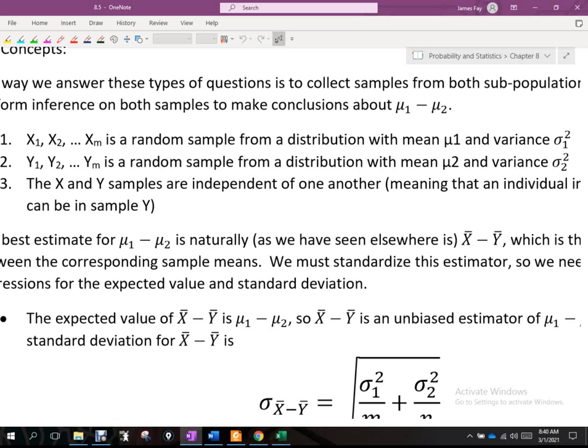The third one says that x and y samples are independent of one another, meaning that an individual out of sample x cannot be in sample y. If we're looking at how well this class is doing, if you're in this class, you cannot be in 7th period. Does it make sense? If you're in 7th period, you cannot be in this class.